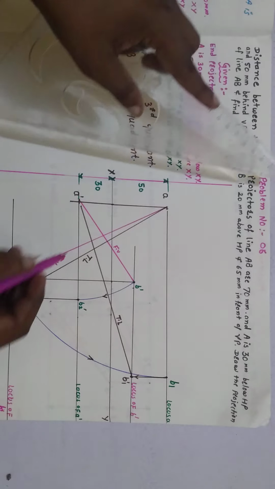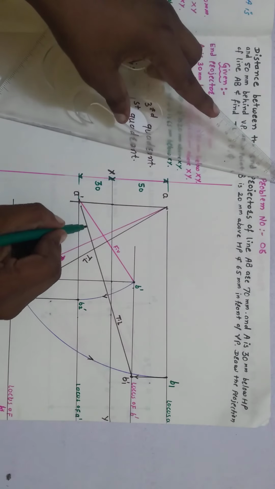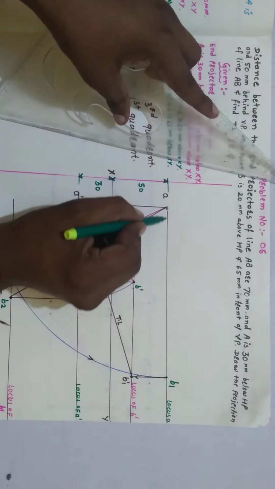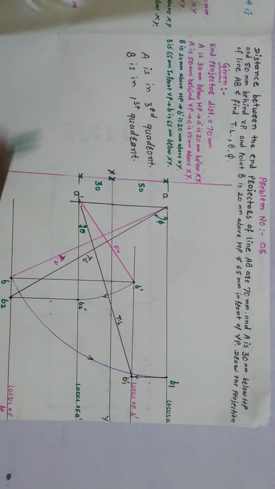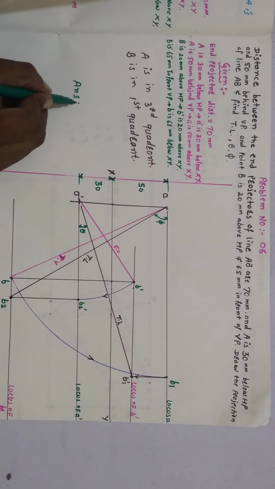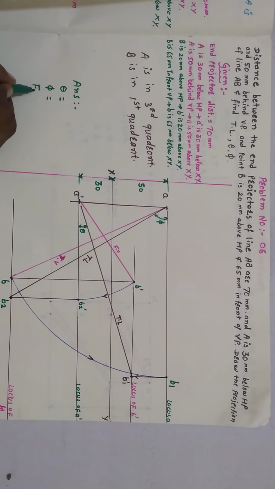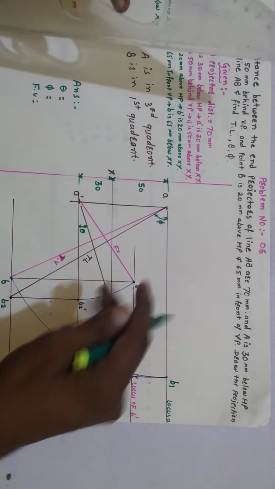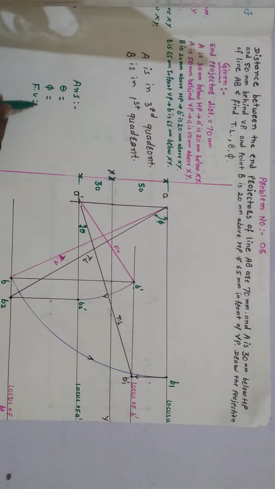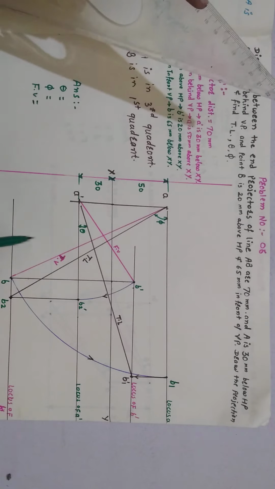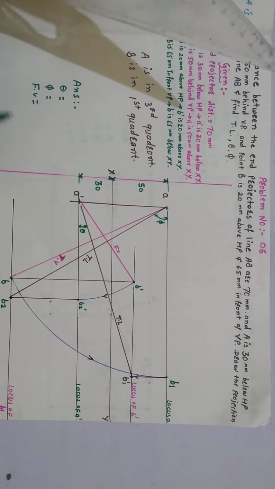Now the inclination of A dash B1 dash is theta, and this other inclination is phi. On the answer side you have to find out this theta and phi. This is the front view length, which you have to measure, and this is the top view length, which you also have to measure.